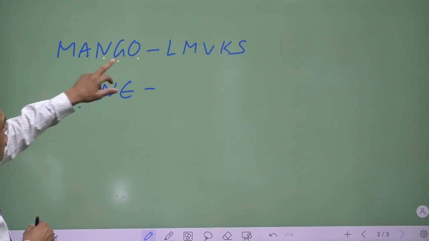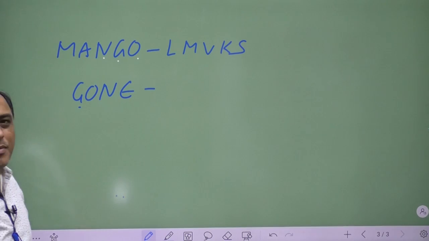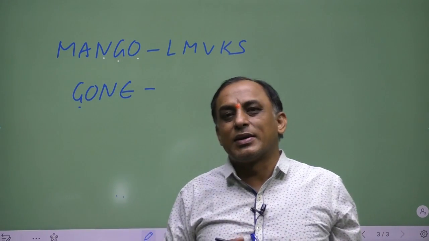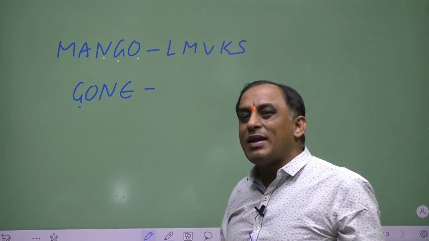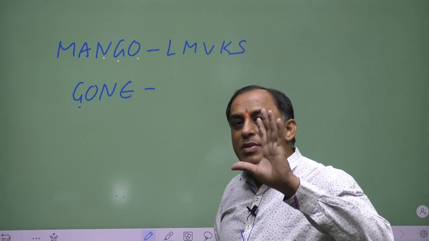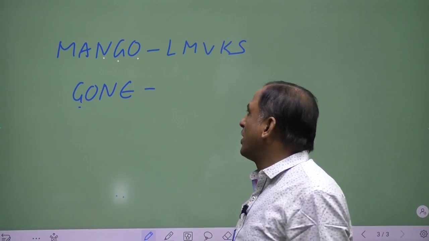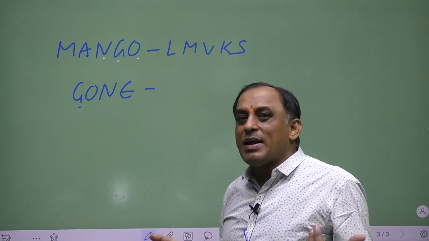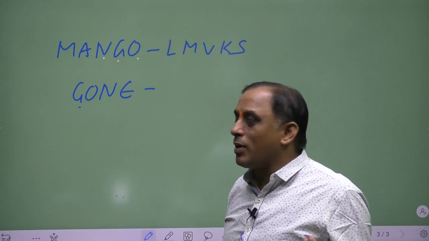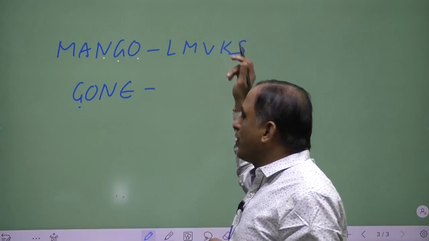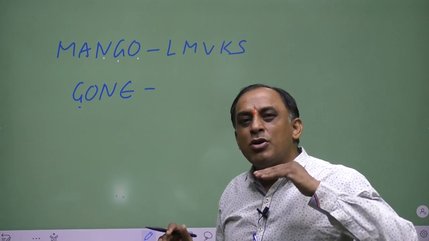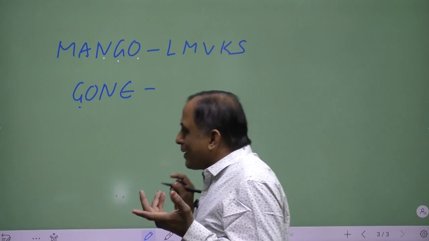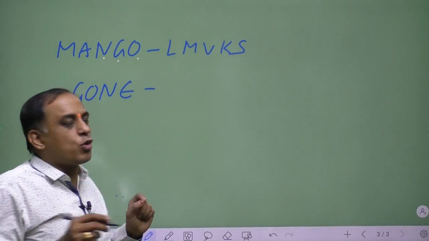M is coded as L. M is the 13th letter, and L is the 12th letter. So M is coded as its previous letter. A is coded as M: A is the first letter, M the 13th letter, 1 plus 12. N is the 14th letter, V the 22nd. There is no uniform method, so now just copy the codes.